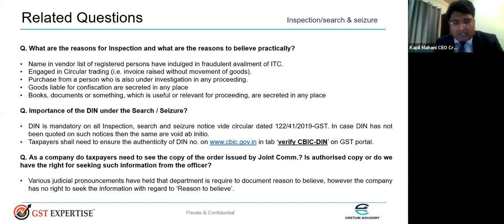So it is very, very important nowadays, specifically after the COVID period, when there is always a possibility of fraudulent activity.